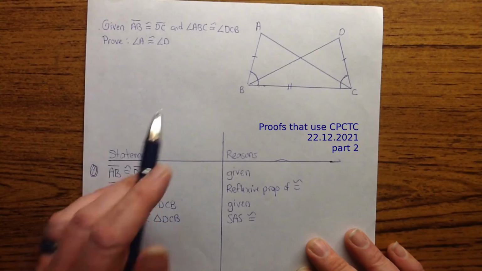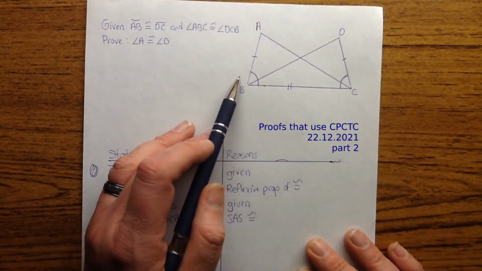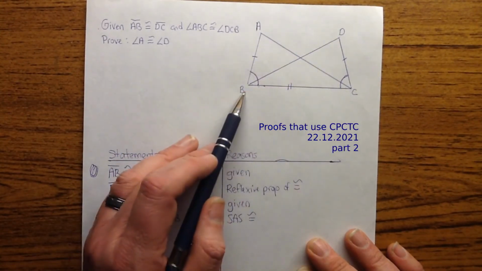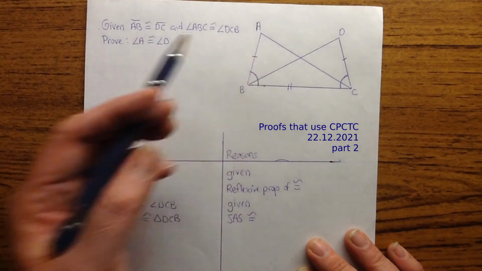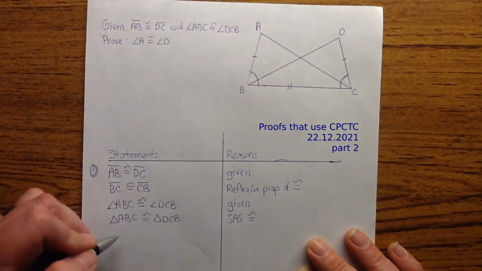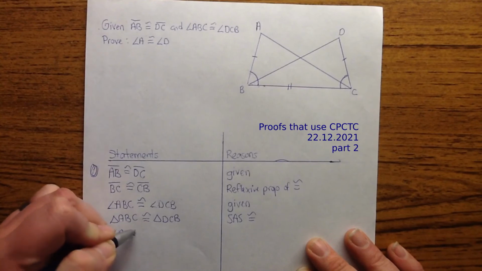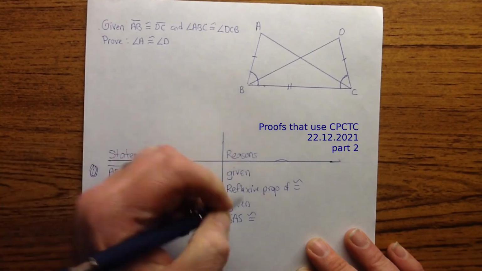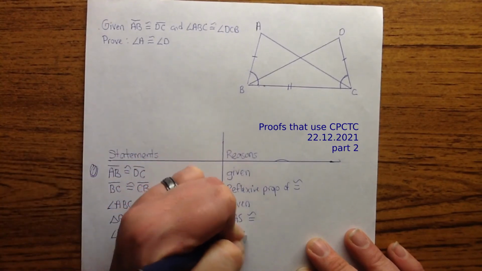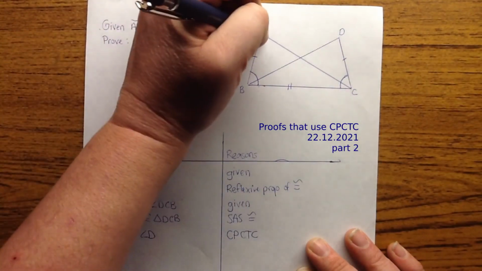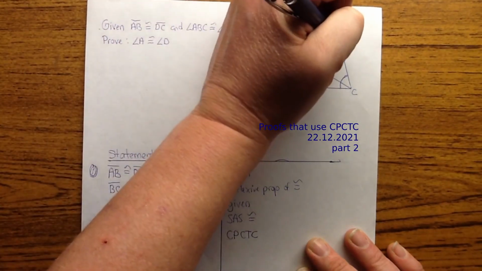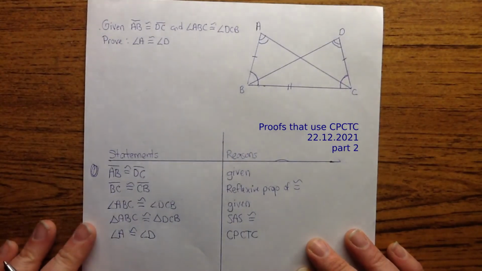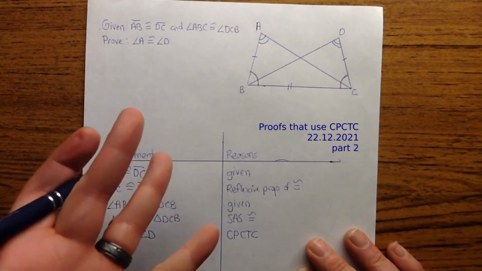Well, now, since the triangles are congruent, so are their corresponding parts. And now it's enough to say that angle A has to be congruent to angle D. And the reason is CPCTC, corresponding parts of congruent triangles are themselves congruent. And there's the proof.